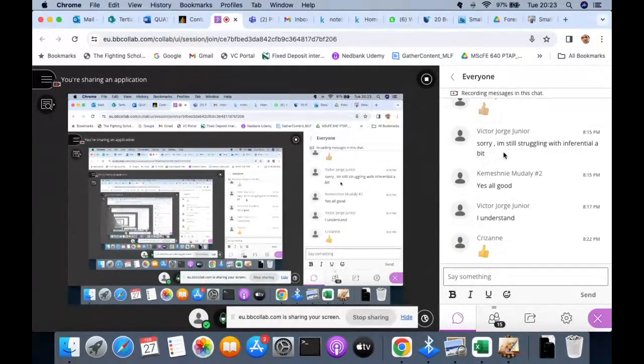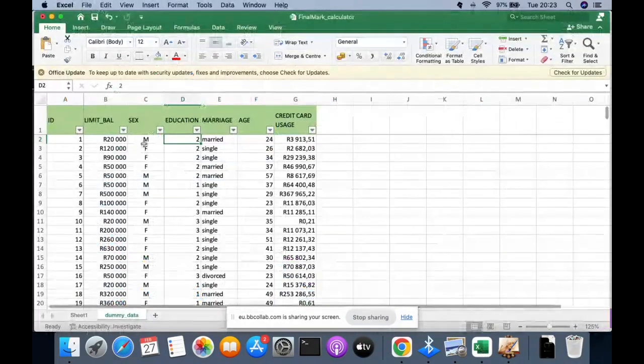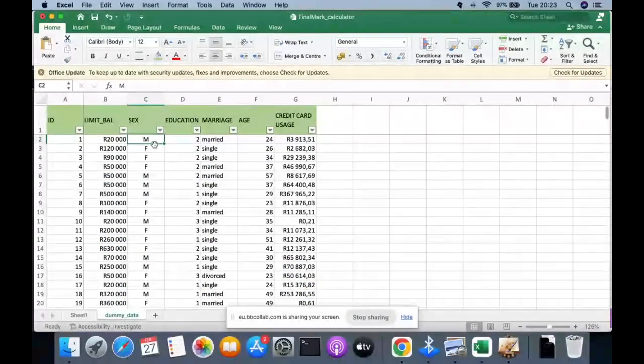If I may just ask, will the limit balance on your credit card be an example of ordinal? No, the limit balance is not, and I'll explain that in a second. I'm getting to that part. That's a quantitative variable. That's the next part I'm going to cover. So the limit balance does not fall under categorical. The only variables that fall under categorical are these three that I'm highlighting here: gender, education, and marriage. Does that make sense? Okay, yes.